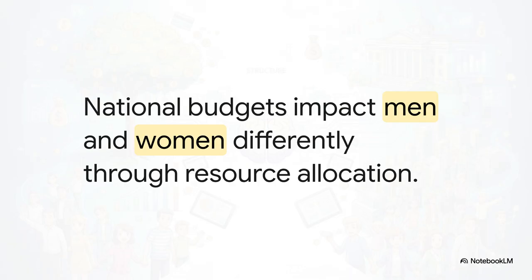The rationale is quite simple, but honestly, it's profound. National budgets impact men and women very differently, based entirely on how resources are allocated. Think about it. If you only fund heavy industry and completely ignore maternal health, your budget is structurally biased, even if it doesn't explicitly say so. Enter the gender budget, which was introduced in India during the 2005-2006 financial year to bring a much-needed gender perspective to absolutely all levels of the budgetary process.